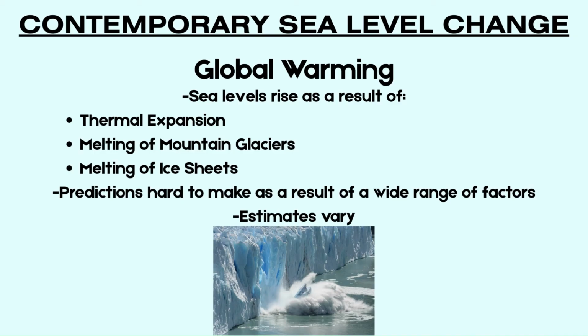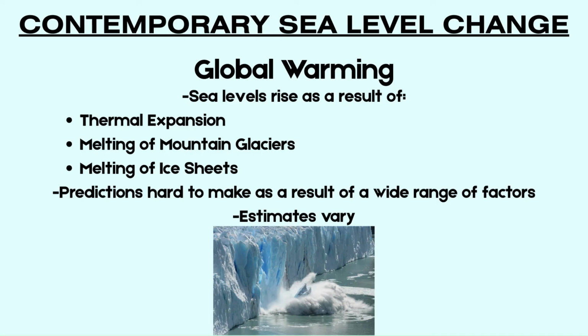Now we will look at contemporary sea level change. Global warming can cause sea level change due to three main factors: thermal expansion, the melting of mountain glaciers, and the melting of ice sheets. Thermal expansion occurs when ocean water warms up and expands, taking up more space. As the Earth's temperature rises, the oceans warm, causing the water to expand and contribute to rising sea levels.